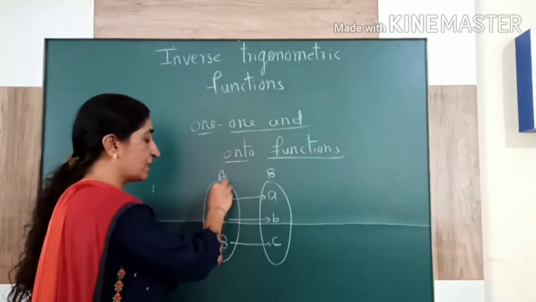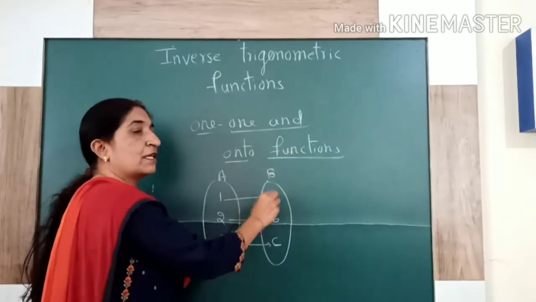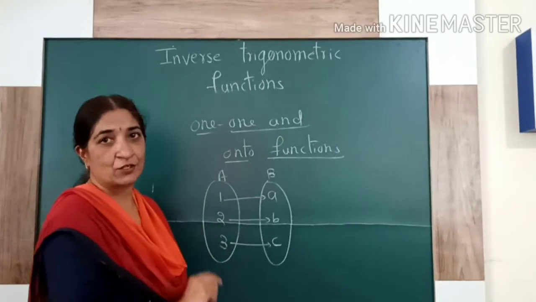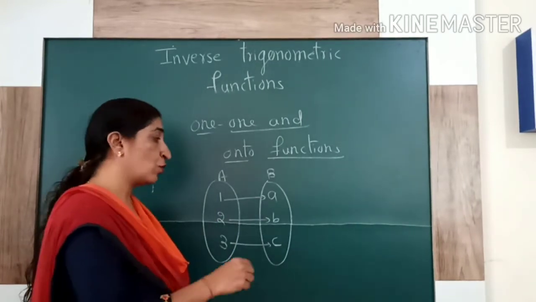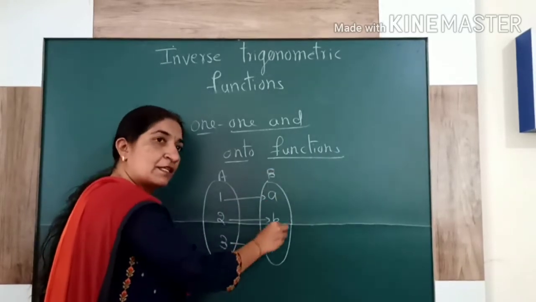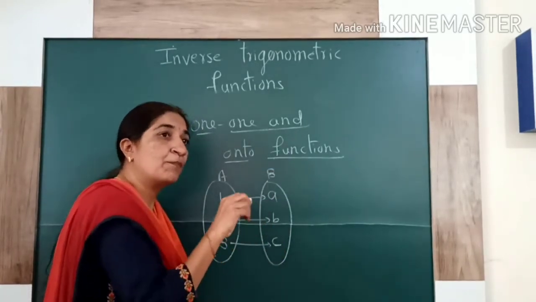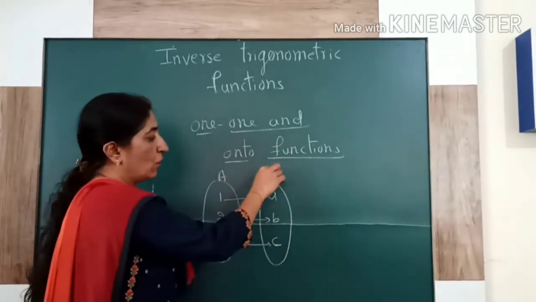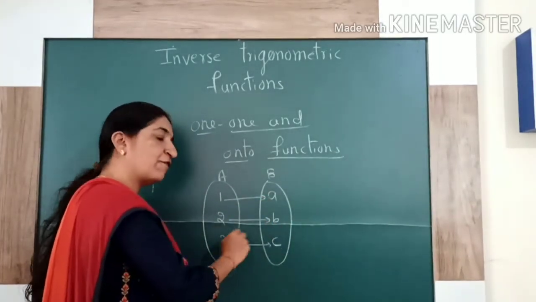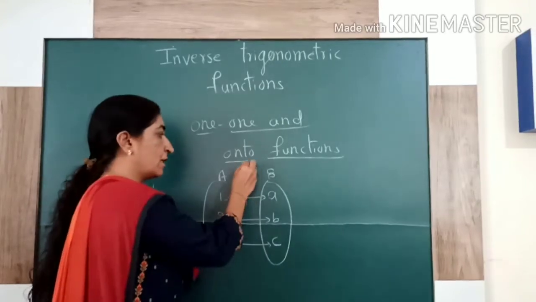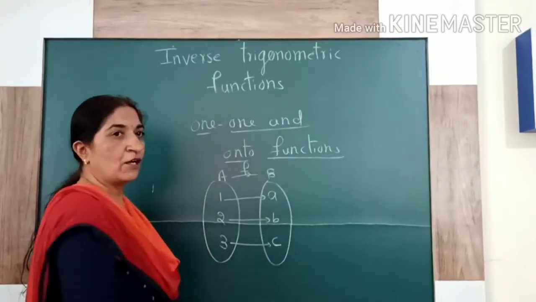That is, from the first set every element gets connected with an element of the second set, at least one element, and a different element each. And onto means all the elements in the second set. I am giving you the importance for the second set: all the elements of the second set are connected with a single and different element of the first set. So it is called one-one and onto.